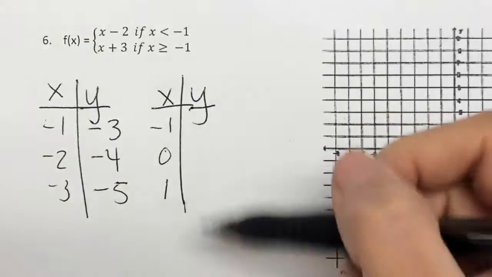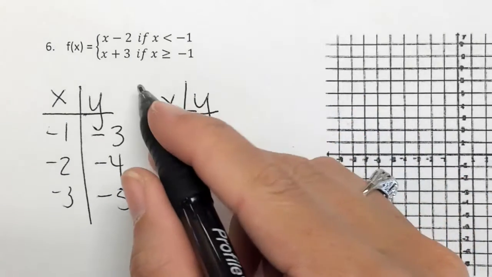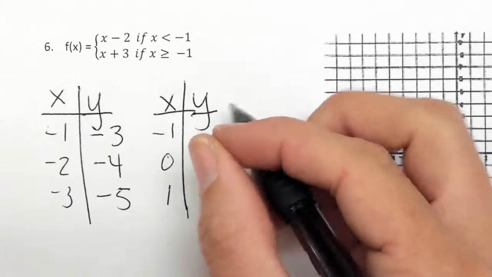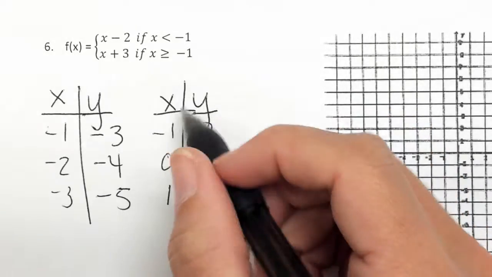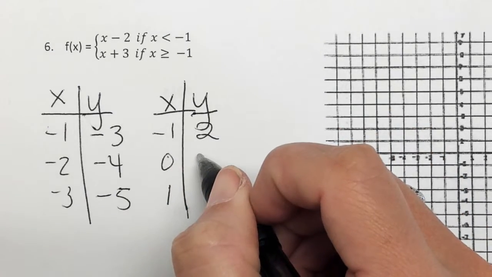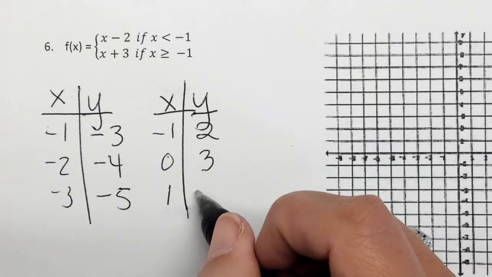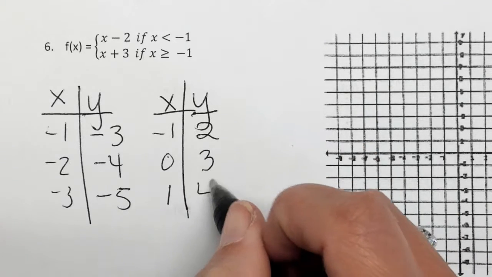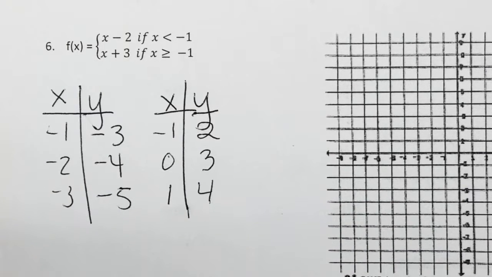Alright, and for the next piece, I'm going to plug all of these into the second one. So Ransom, what would I get when I plug in -1? 2. Good. Kyle, what would I get when I plug in 0? 3. Good. Alyssa, what would I get when I plug in 1? 4. Good. That's going to be the hardest part. Everything else is pretty easy. Any questions about where we got these values?